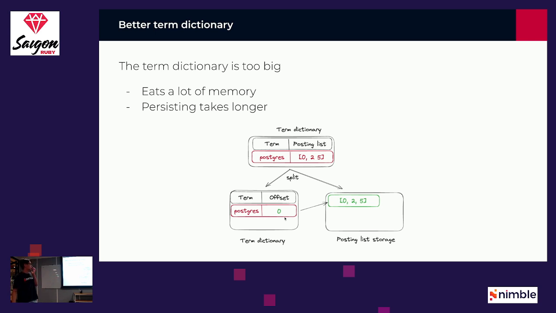So we're gonna split into 2. The term dictionary now will store only the offset, and then the posting list is going to be stored on disk. The rationale here is, instead of storing the whole array, you're now storing 1 number. So it's gotta be better. Hopefully it will be better.